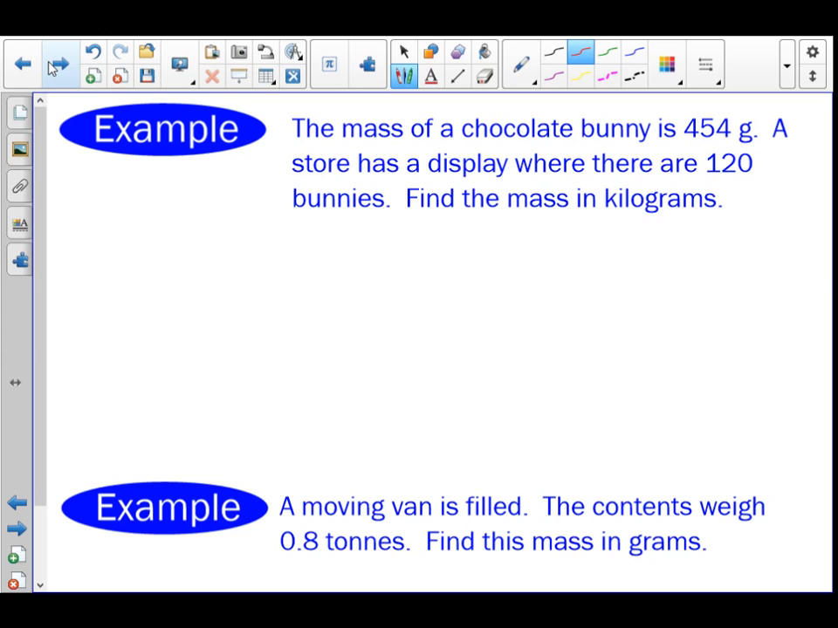The mass of a chocolate bunny is 454 grams. A store has a display where there's 120 bunnies. Find the mass in kilograms. So first, let's find the mass of all the bunnies. So that's 454 times 120. And that's going to give us 54,000.